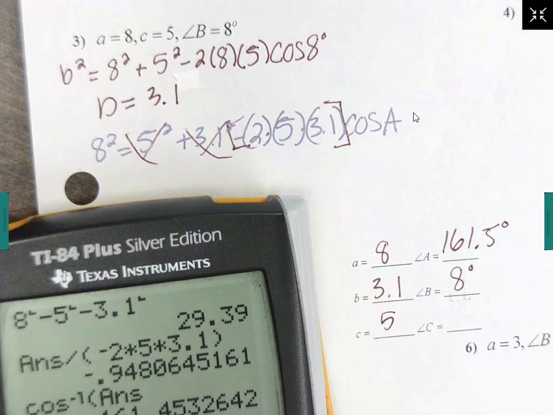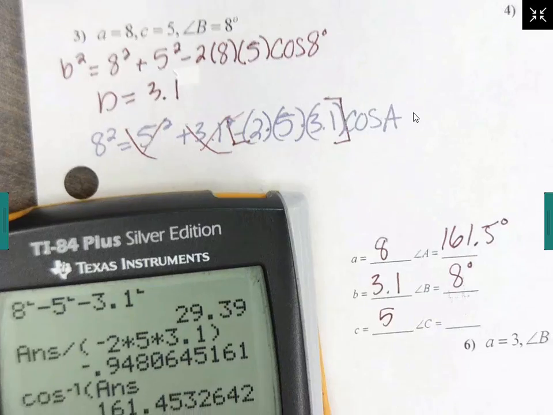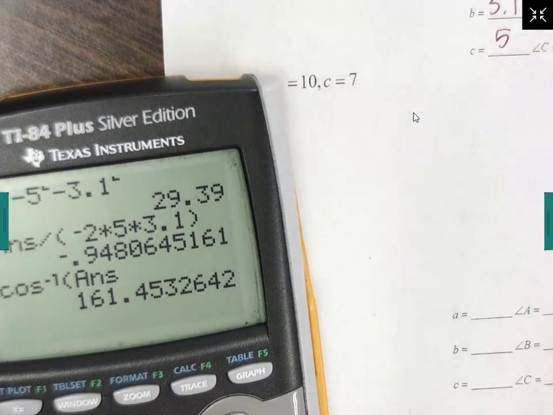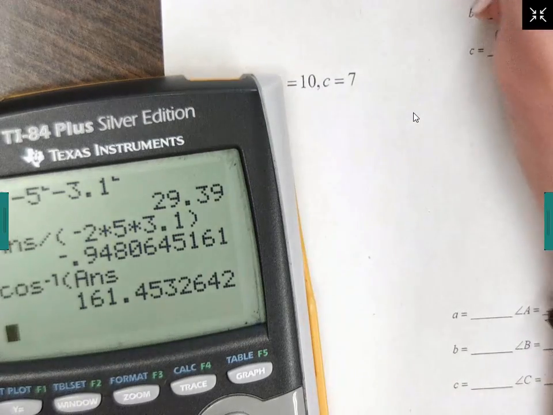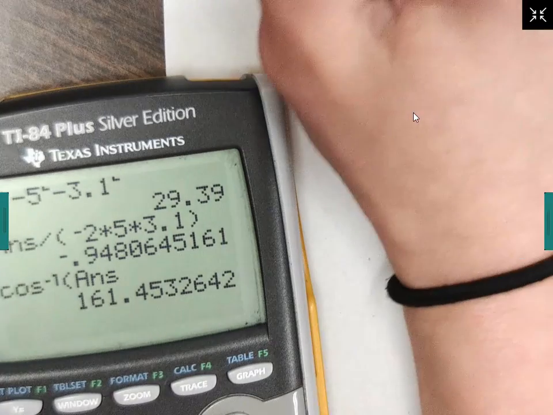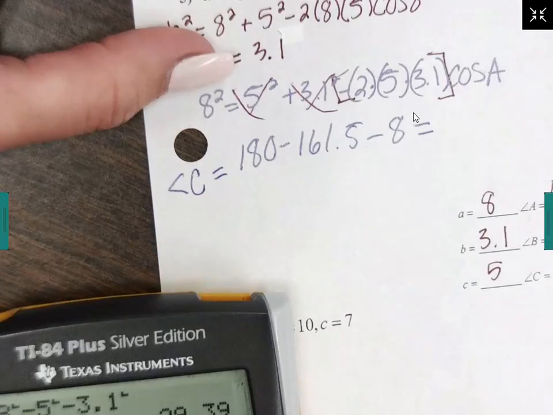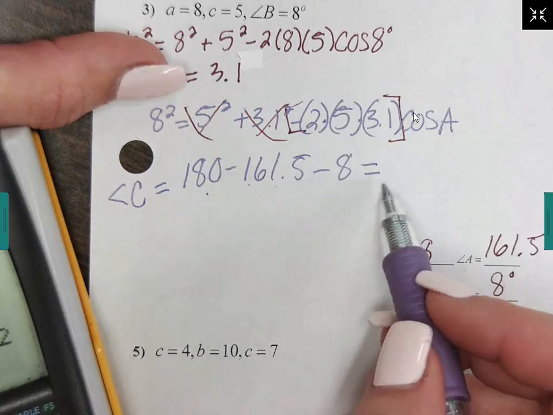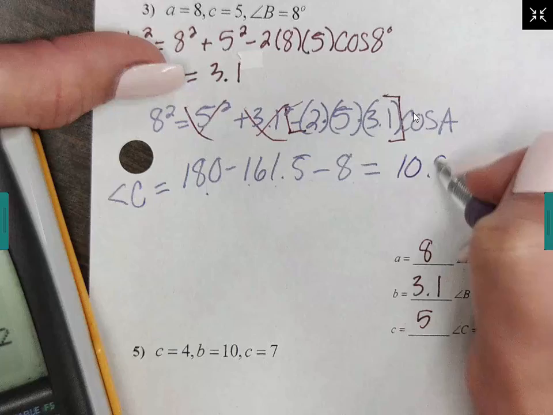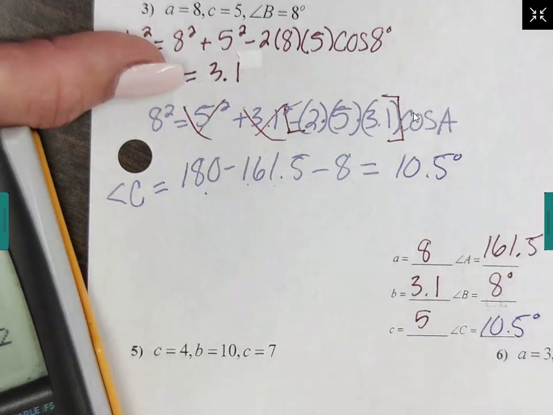Okay, now we need to find angle C. We could do the law of cosines again, but that would be annoying. How could we do this way easier? We know the sum of the 3 angles of a triangle is 180 degrees, right? So we know that this one is 161.5, and we know that this one is 8. So what does that leave us for angle C? So just 180 minus 161.5 minus 8 tells us angle C, which is 10.5 degrees? All right, are there any questions here?